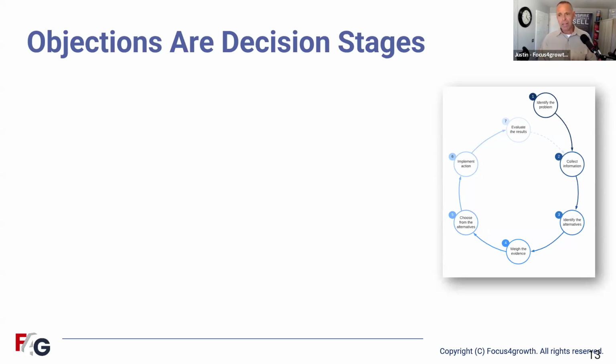But the other thing I really like to think about is what's really happening with the customer when they raise an objection. If we look at this cycle, this is the cycle for when a customer is identifying a problem and solving it. They identify the problem, they collect information, they identify alternatives to fixing the problem. They then weigh up the evidence: what's most beneficial, what will work, what works in different contexts. They then choose from those alternatives, and then they implement action. And then, of course, they evaluate the results, and the cycle can continue.